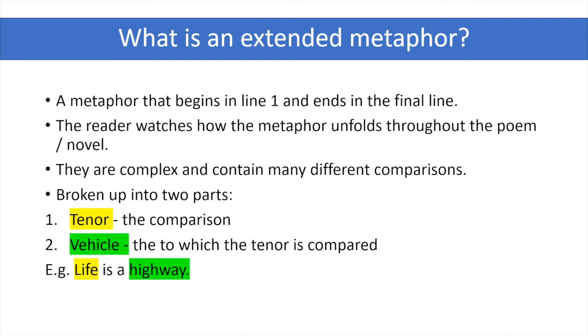We can actually break up an extended metaphor into 2 parts. Number 1, the tenor or the comparison, and number 2, the vehicle to which the tenor is being compared. For example, life is a highway. Life is the tenor, the comparison, and highway is the vehicle to which the tenor is being compared. So life is like a highway. Yes, it's fast, it's going. You can never really stop, and that's why this metaphor is quite effective. Let's look at why writers use extended metaphors on the next slide.